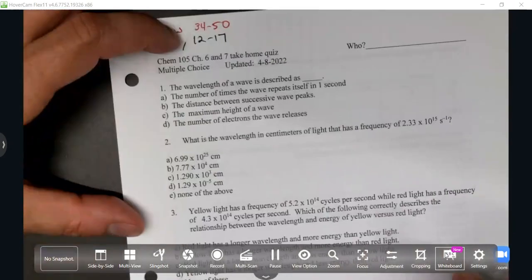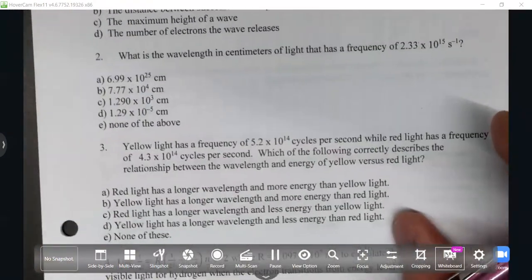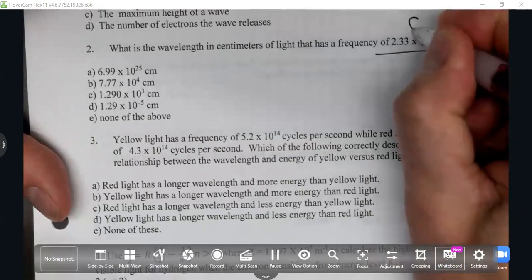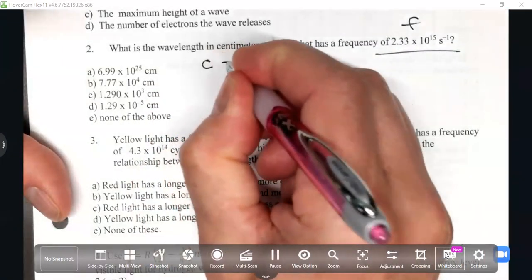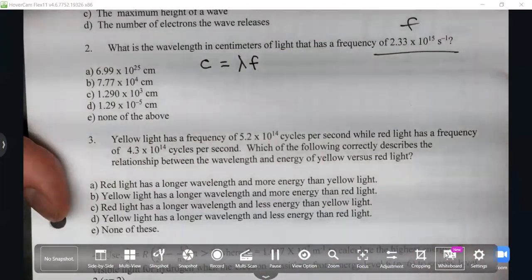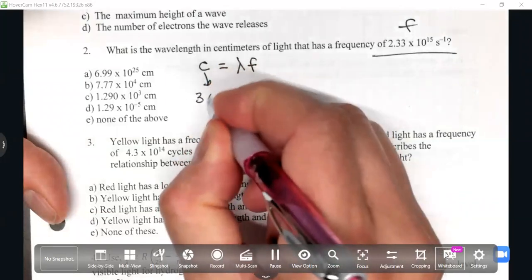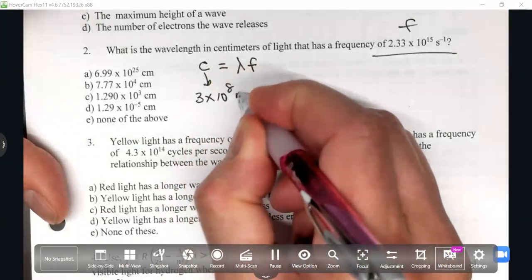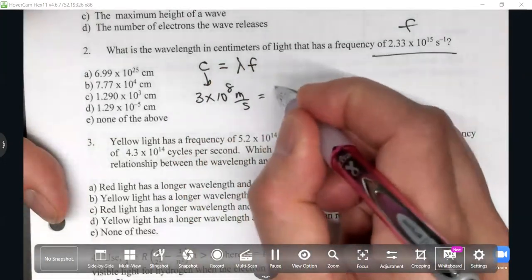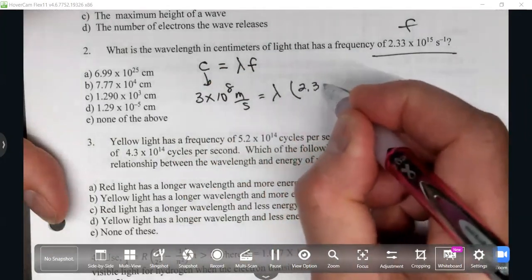2, okay, so for 2, what's the wavelength in centimeters of light? So here's our frequency. We know the speed of light is equal to wavelength times frequency. I'm doing f for frequency. We know that the speed of light is 3 times 10 to the 8 meters per second. We're looking for this wavelength, and here is our frequency.